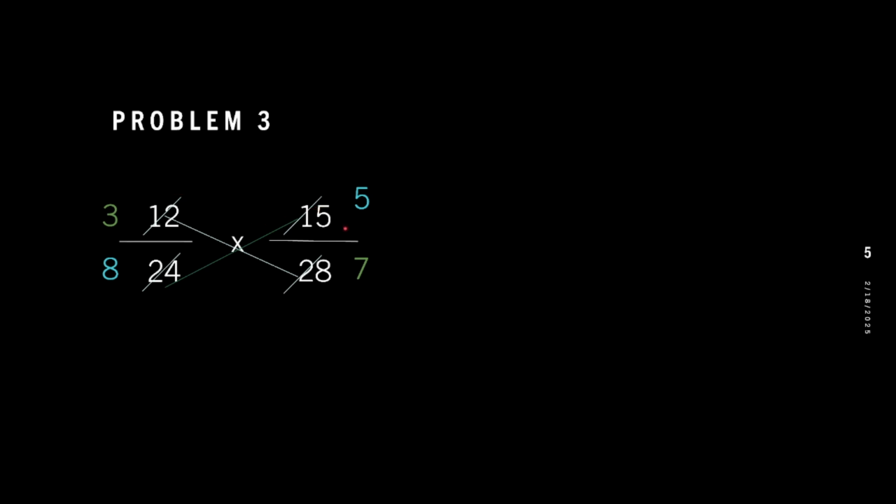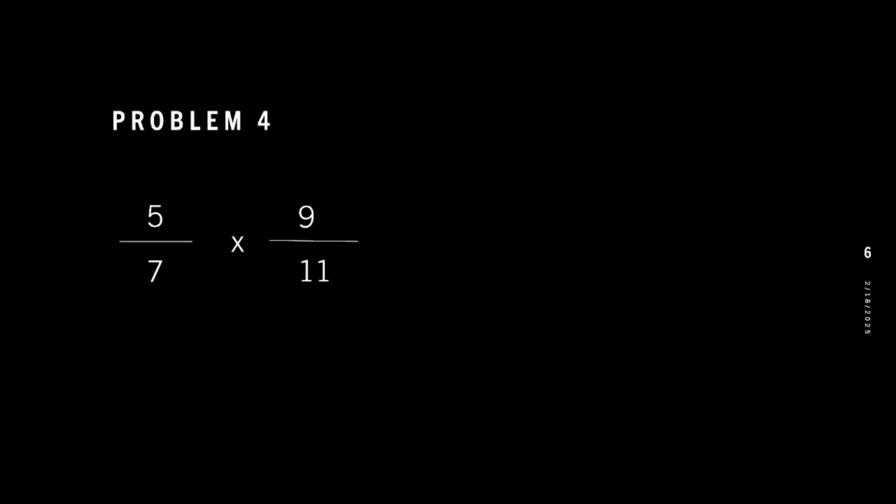So 3 times 5 gives you 15, and 8 times 7 gives you 56. So your final answer is going to be 15 over 56. So this is why cross reduce is very useful, because when you see these big numbers, you'll feel overwhelmed and it's going to make your life hard. So try to make it easier and try to do cross reduce or cross simplifying when dealing with these huge numbers. So we have problem number 4.